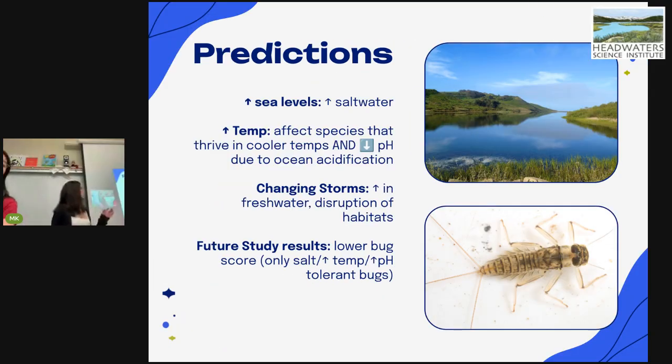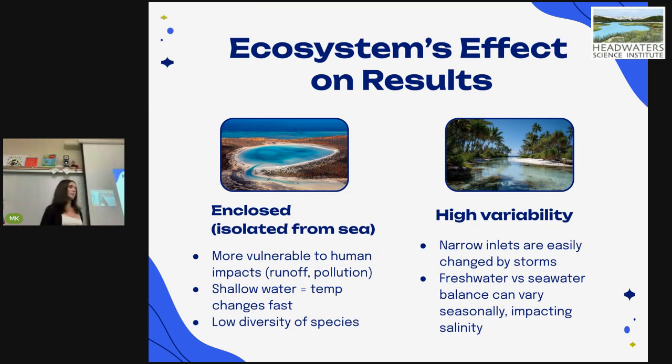Moving on, if there was an increase in storms, this could increase the amount of fresh water, but it could also disrupt habitats due to the movement of sediment. So we would ultimately see a lower diversity of macroinvertebrates and a lower bug score.